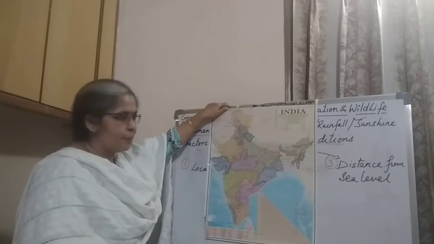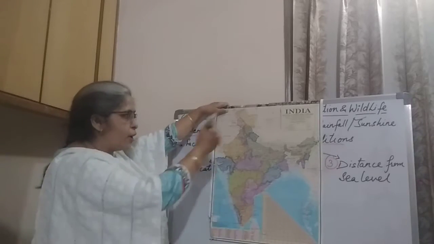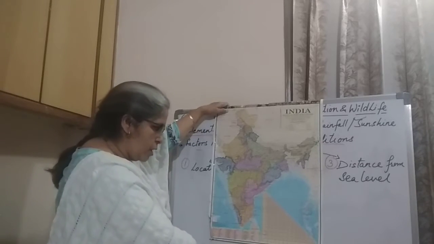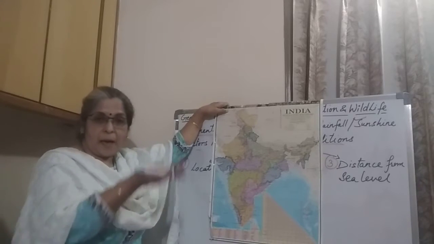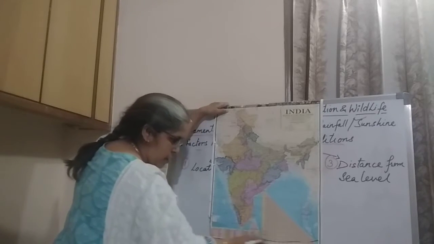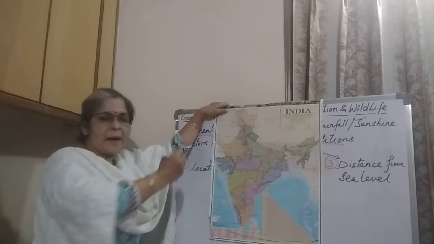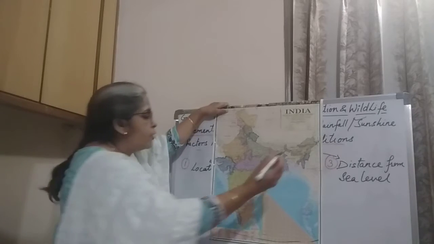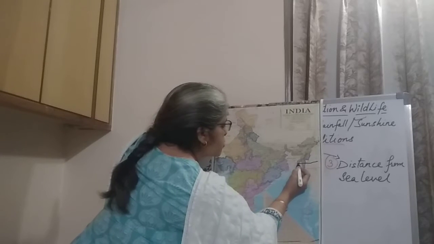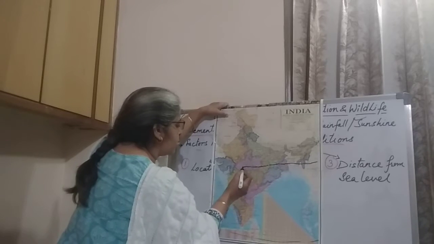Now see here, this is your India's map. Children, if I move to the location, the location of the country, as earlier I told you about the latitudes and the longitudes. You know, our country is above the equator, very near to the equator. Now, the Tropic of Cancer passes through our country from here. See this, from Mizoram, Tripura, West Bengal, Jharkhand, Chhattisgarh, Madhya Pradesh and Gujarat.